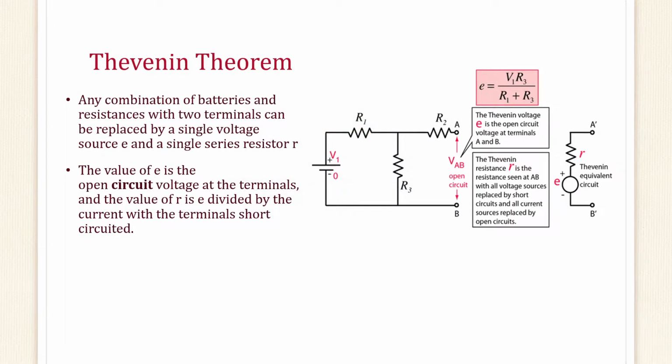It all starts with Thevenin's theorem. This is the combination of batteries and resistance with two terminals can be replaced by a single voltage source E and a single series resistor R. The value of E is the open circuit voltage of the terminals, and the value of R is E divided by the current with the terminal short circuit, as seen over here in the image to the right.